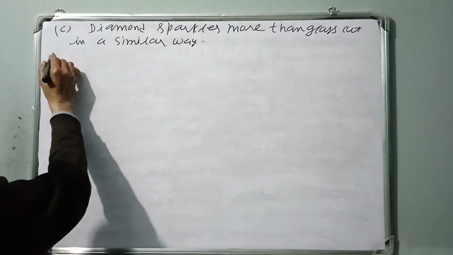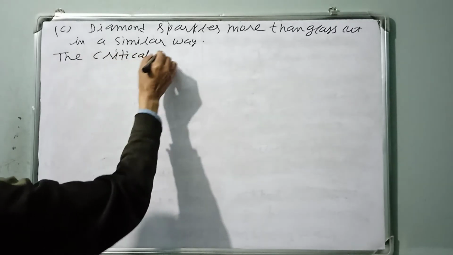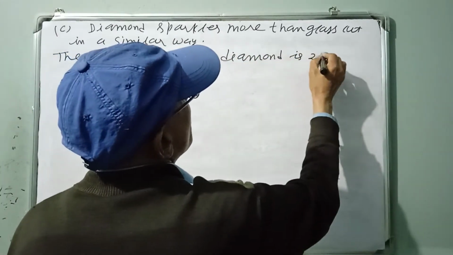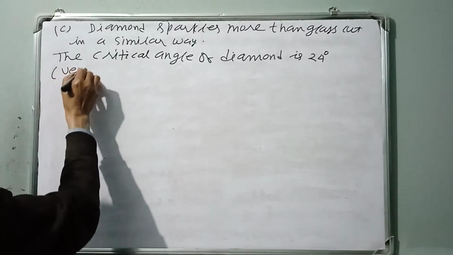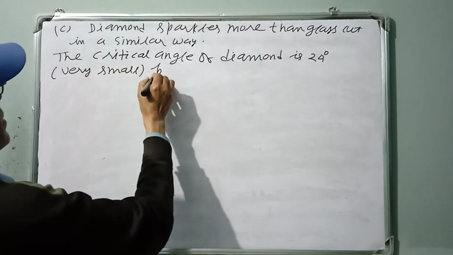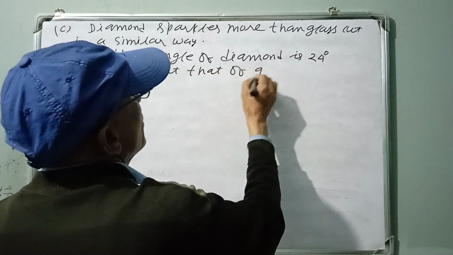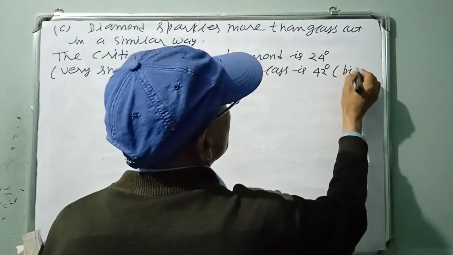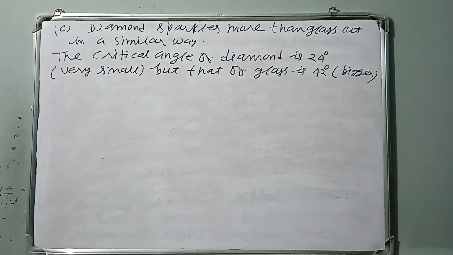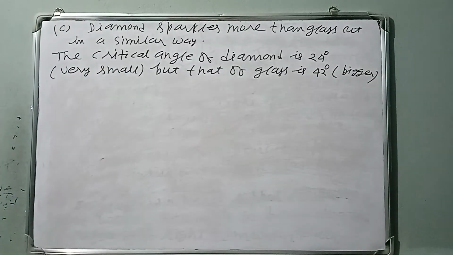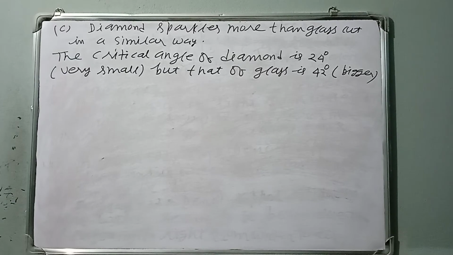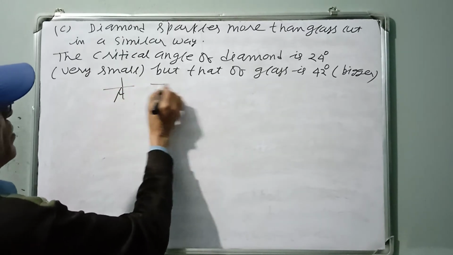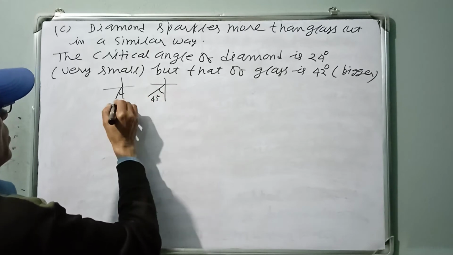Critical angle. The critical angle of diamond is 24 degree, very small, but that of glass is 42 degree, means bigger or greater than 24 degree. 24 degree is very small, but 42 degree is very big in comparison to the diamond. So what happens? Here 24, here 42.